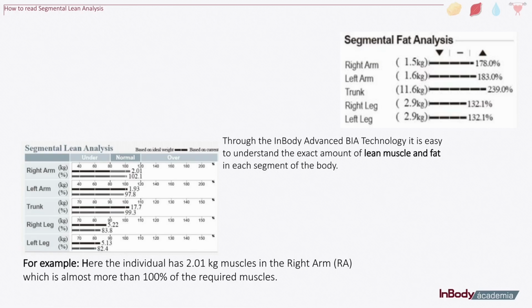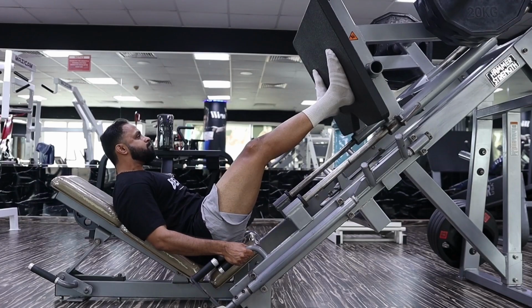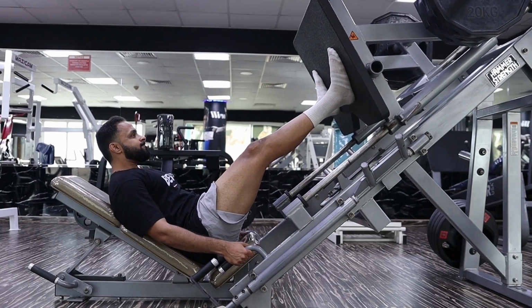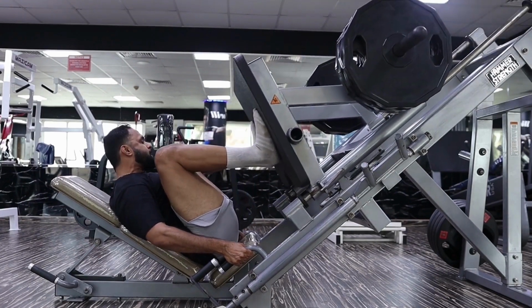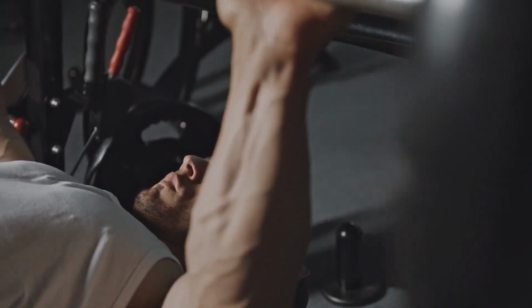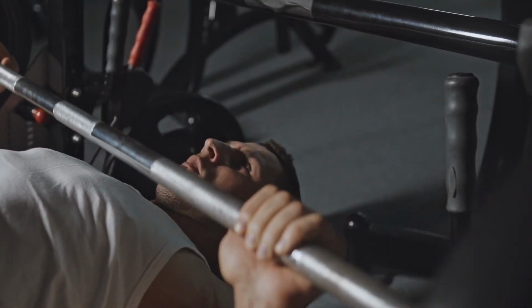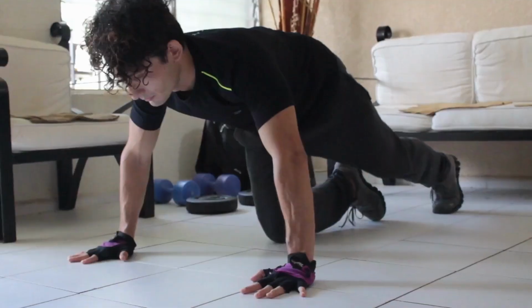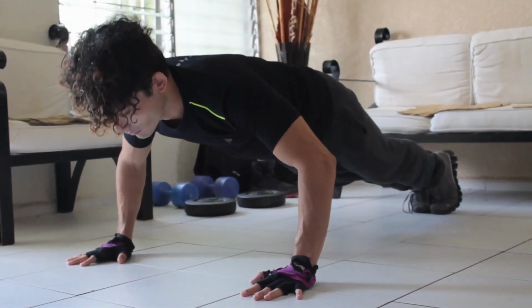If the muscles are slightly less than, say, 90%, then more muscle mass development is required in that region. So let's take a simple example. If someone has fewer muscles in their lower body, then leg training or leg muscle exercises are required to gain more muscles in the legs. While if somebody has less muscles in their upper body, then upper body exercises like weightlifting, or simple exercises which can be done at home, can be recommended.